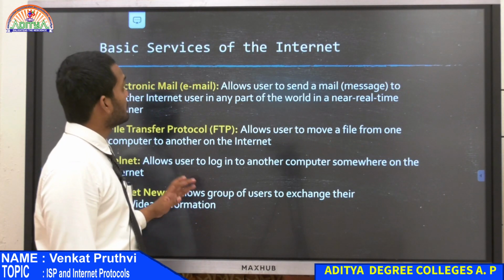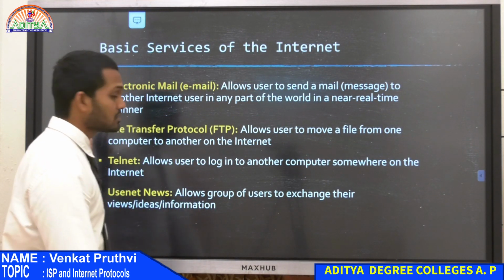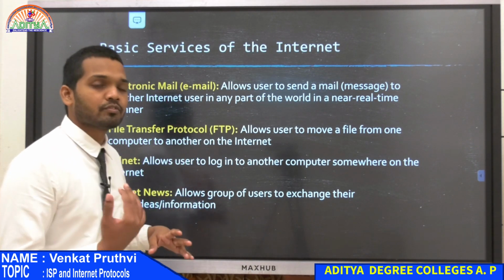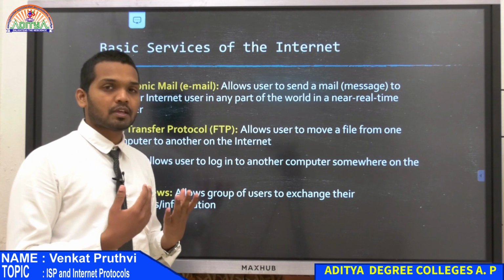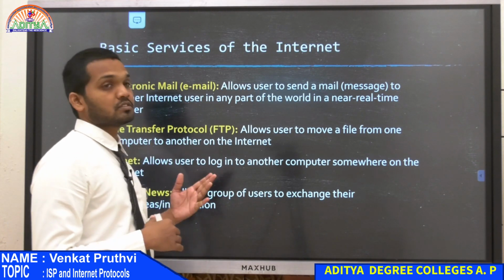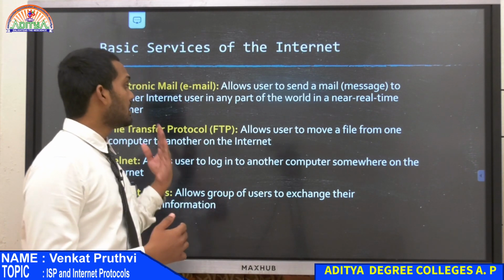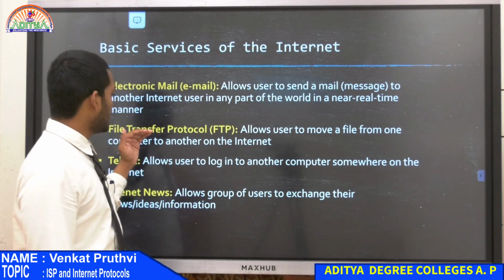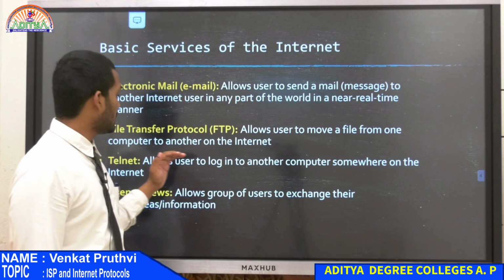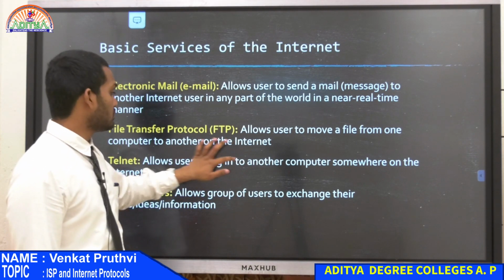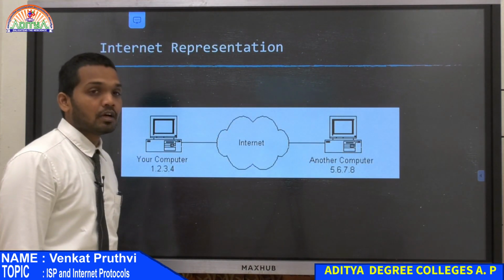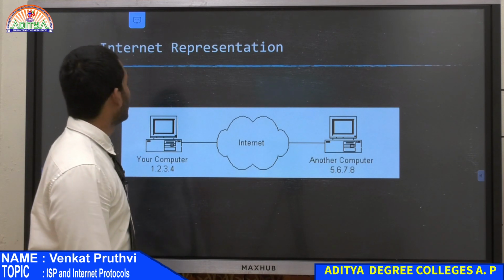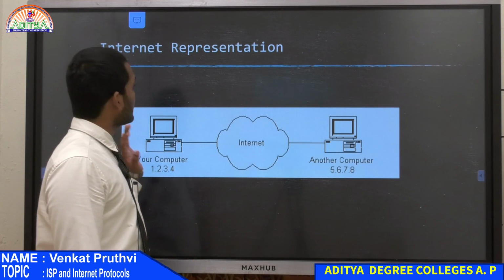And then we started with the basic services of the internet. What are the basic services of the internet? Nowadays we can name so many applications and services that the internet provides, but in the earlier days it was only the basic electronic mail, file transfer protocol, FTP, telnet, usenet, and news. These are the main uses of the internet.